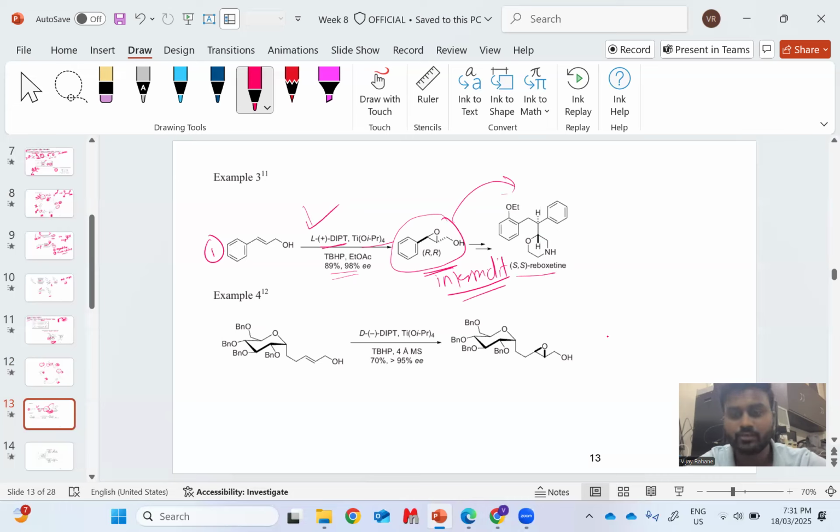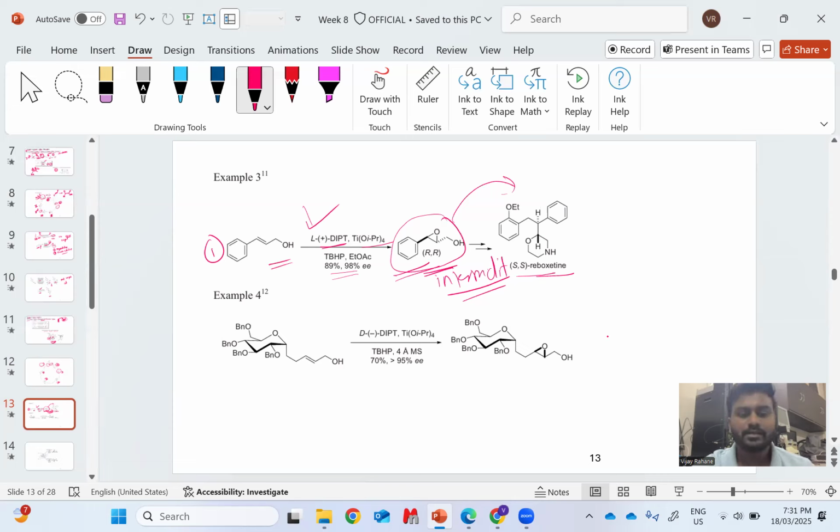Reboxetine is one of the active medicines, and the starting material required for this reboxetine is synthesized by using such Sharpless asymmetric epoxidation reaction. So you can see some synthetic utility of this one. There are many steps in between involved to convert the starting material to the reboxetine, but the starting material required is this (R,R)-epoxide, which is prepared by using this Sharpless epoxidation reaction.